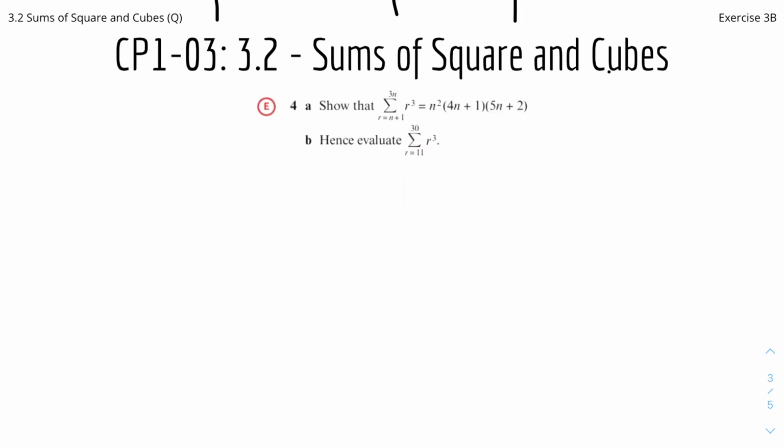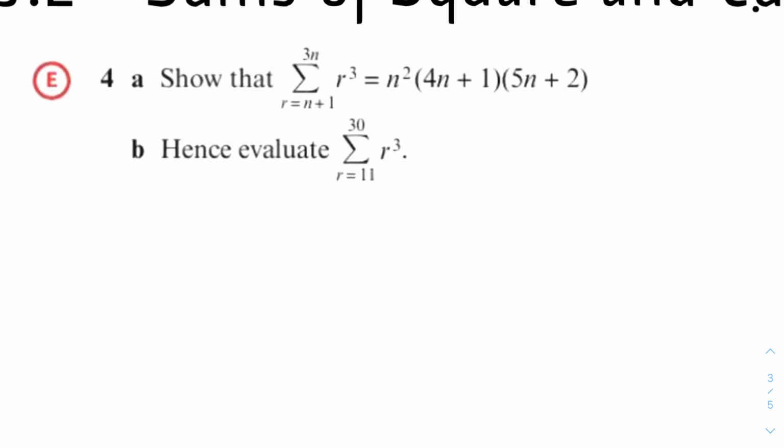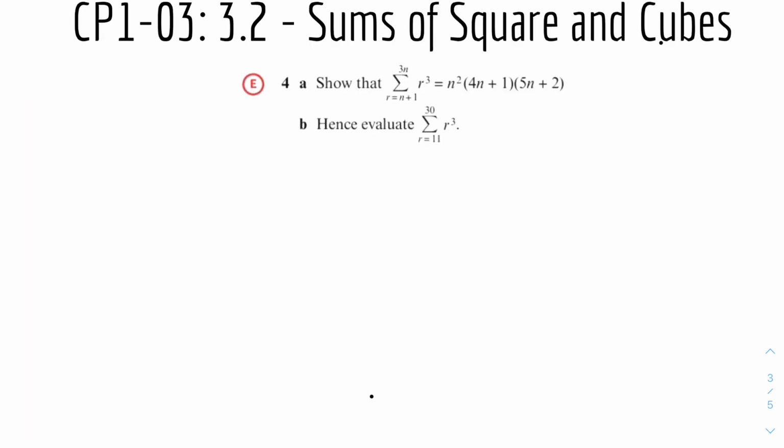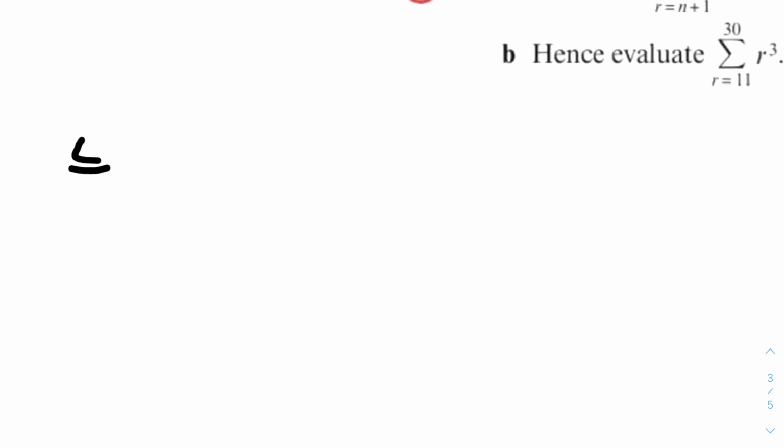And we have question 2, or question 4 in this case. Let me just rub this out. So show that the sum of r cubed from r equals n plus 1 to 3n is equal to n squared times 4n plus 1 times 5n plus 2. So you first have to just write the whole expression out, the original expression.